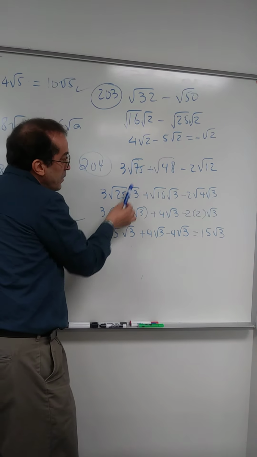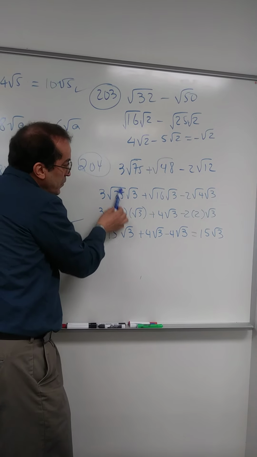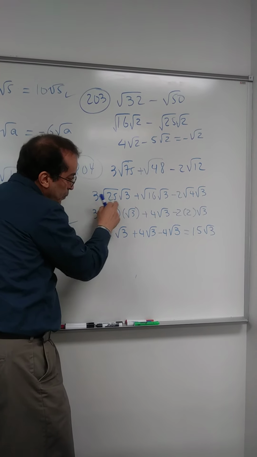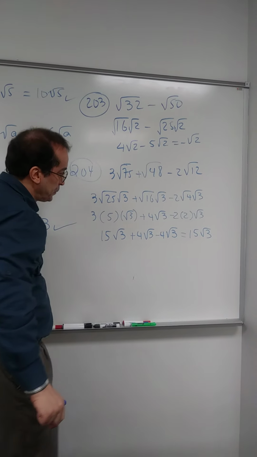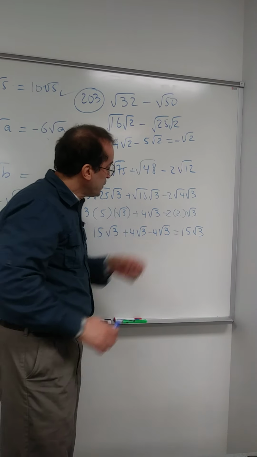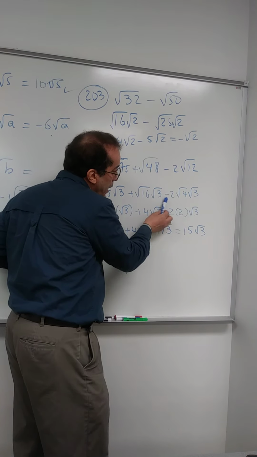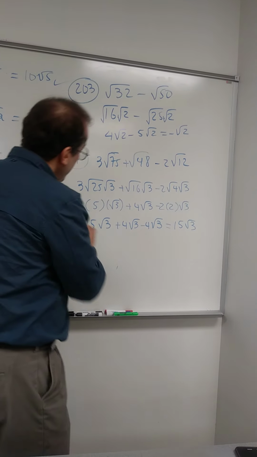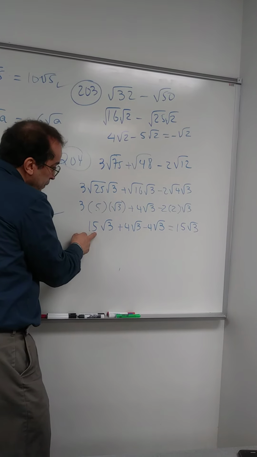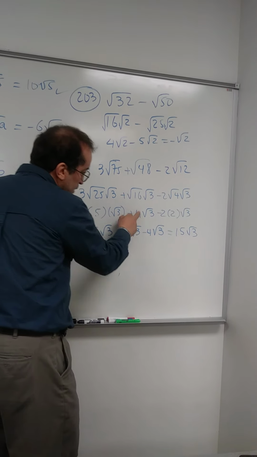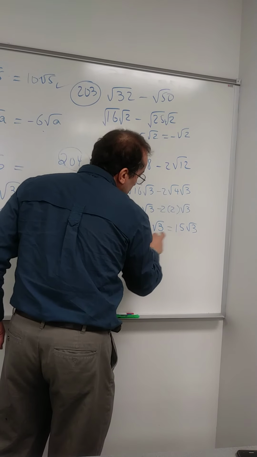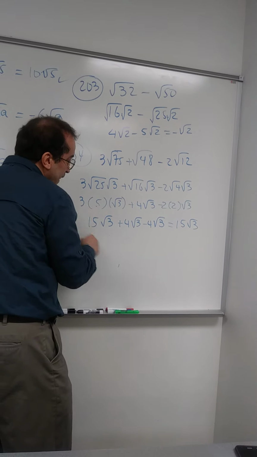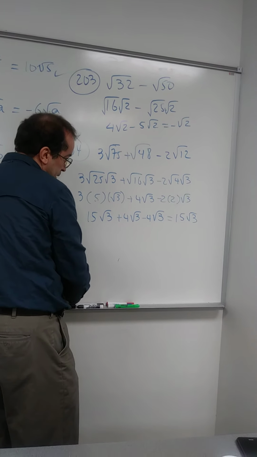So, 75 is 25 times 3. Square root of 25 is 5, so you remove the square root and you write 5. We'll put it in parentheses to show multiplication. Root 3 stays. Square root of 16 is 4. Minus 2, square root of 4 is 2, square root of 3. Okay, 3 times 5 is 15, root 3. Plus 4 root 3. 2 times 2 is 4 root 3, minus 4 root 3. Plus 4 root 3 minus 4 root 3 will cancel, so that leaves us with 15 root 3.